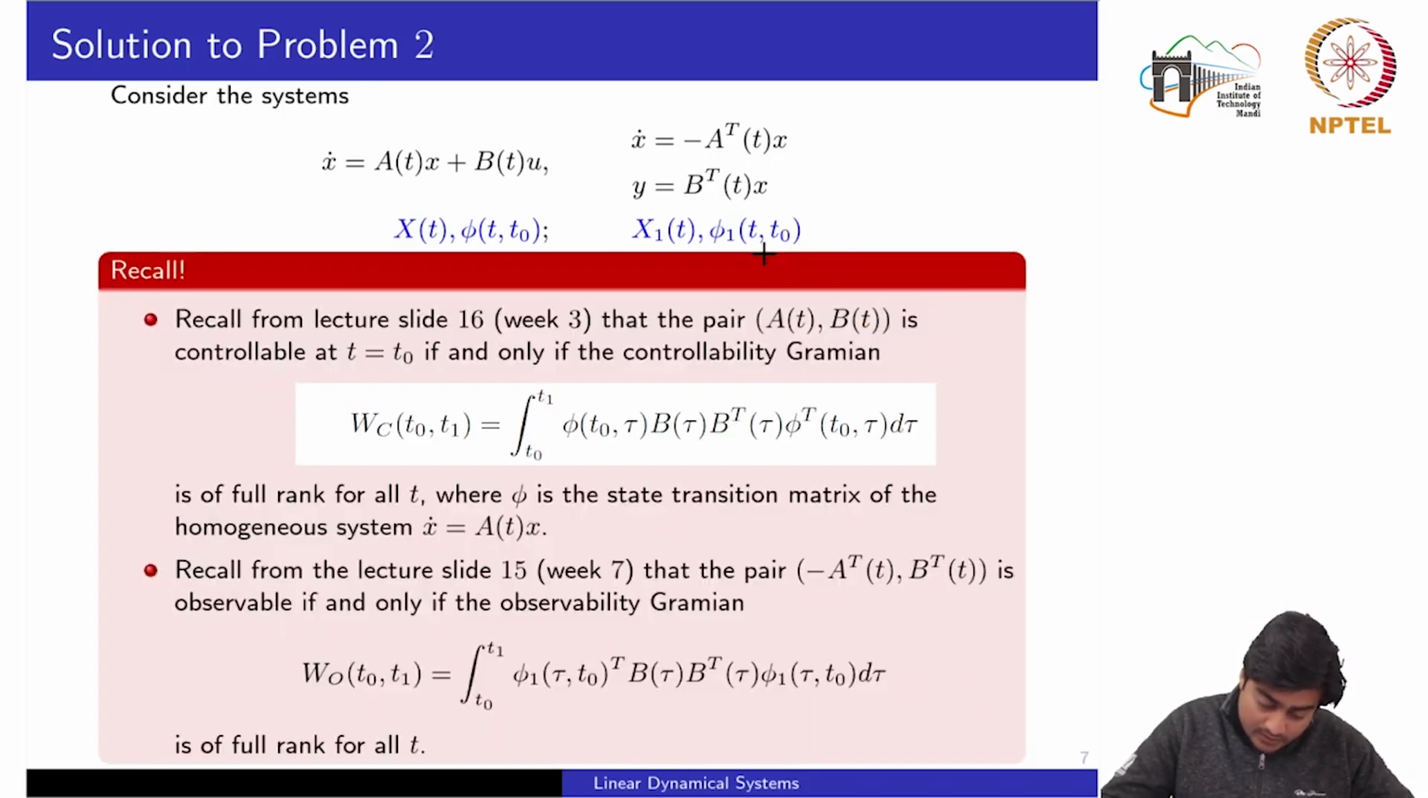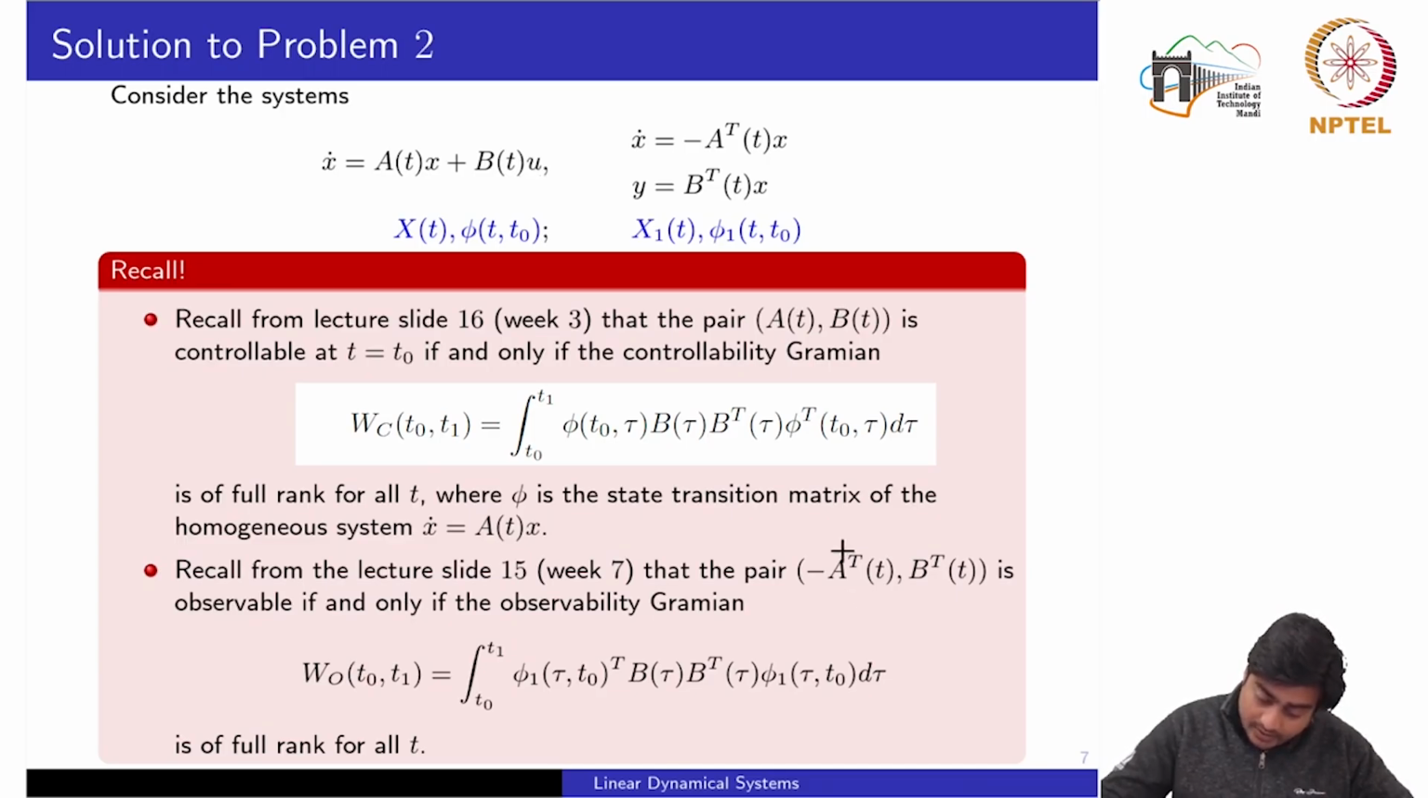Now we will first recall how we have defined controllability and observability in terms of the Gramians. These concepts are related to week 3 and week 7, where we showed that the controllability of the pair A, B is equivalent to the full rank of the Gramian, which we defined as the controllability Gramian. Here we are taking directly the state transition matrix phi, and B and B transpose remain as they are, the input distribution matrix.